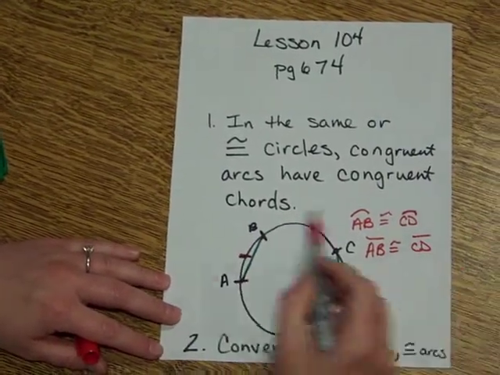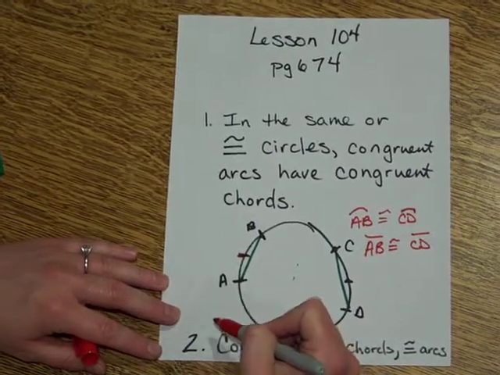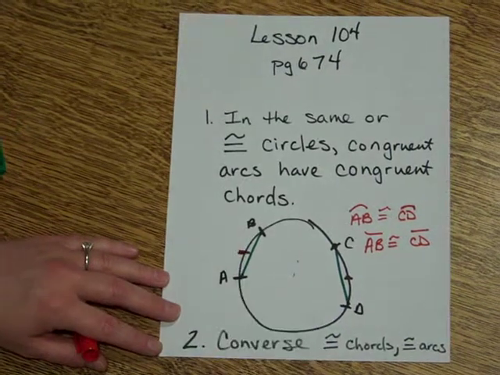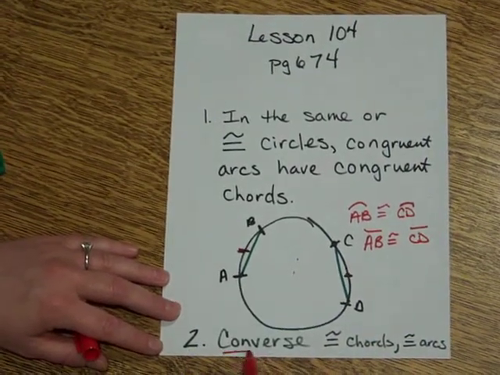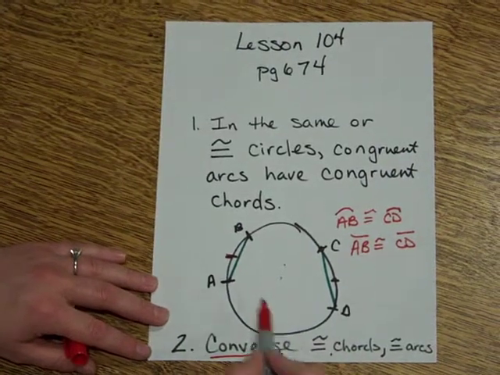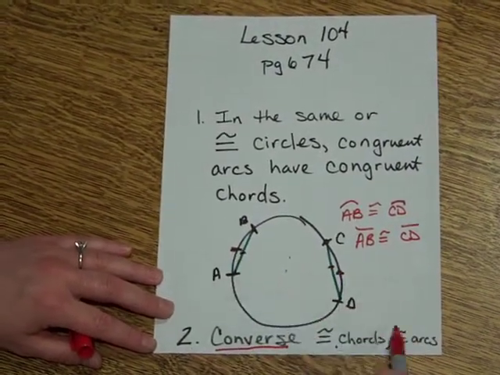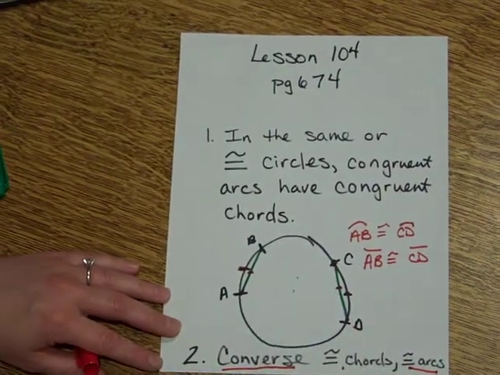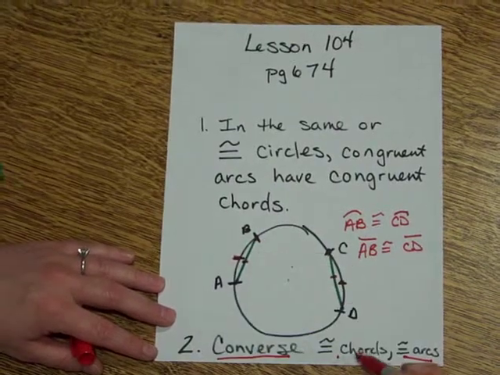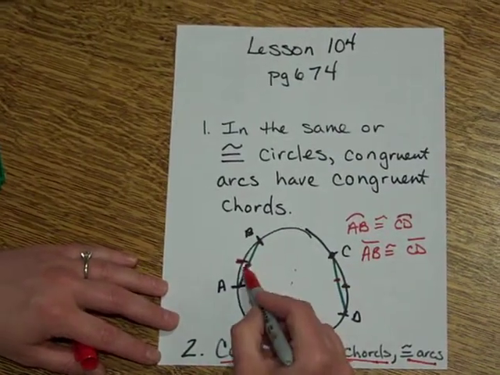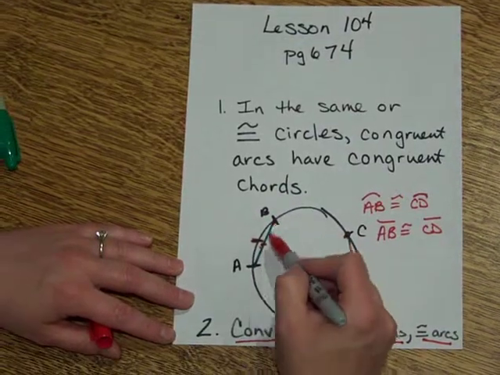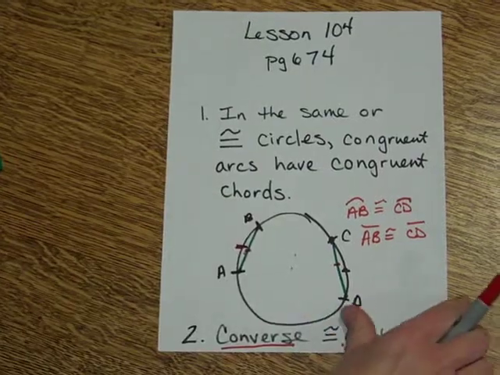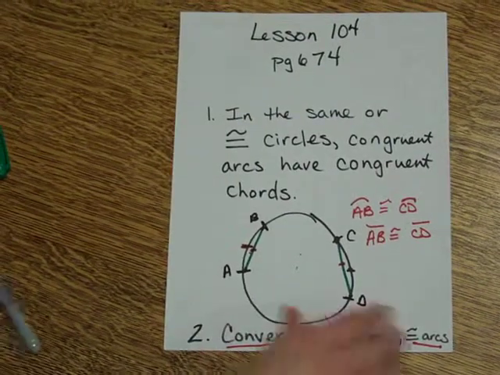We've already proven this with central angles and their chords, central angles and their arcs, but we're now looking at arcs and their chords. The second part of this is simply the converse. If I have congruent chords, then the arcs that they intercept are congruent. You'll look at it in your book on page 675.